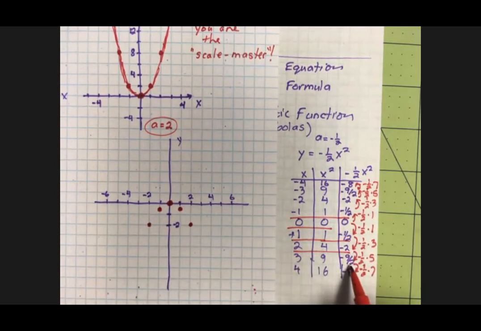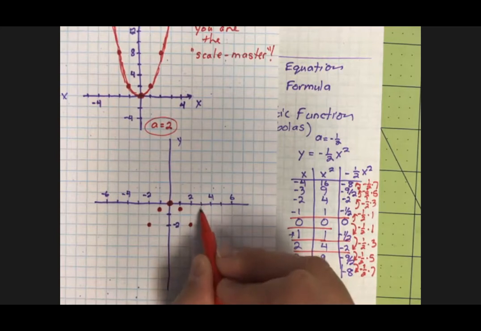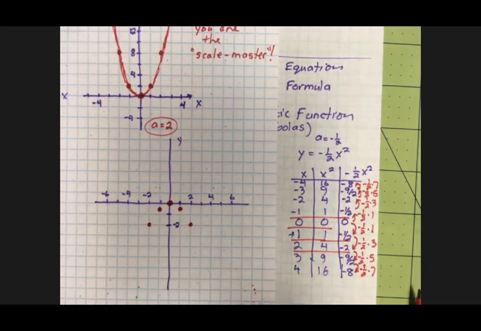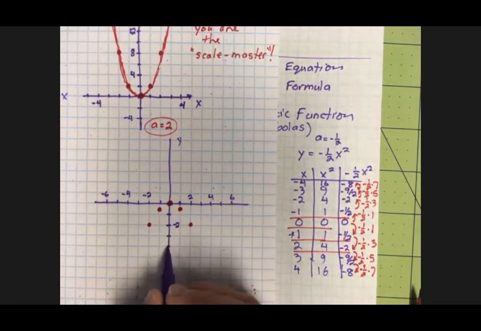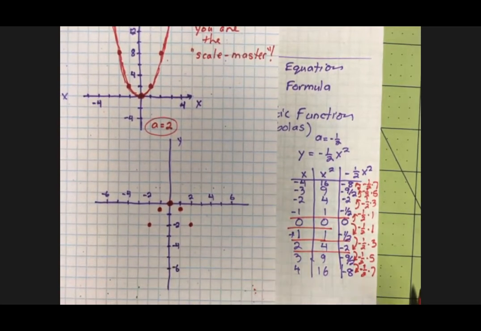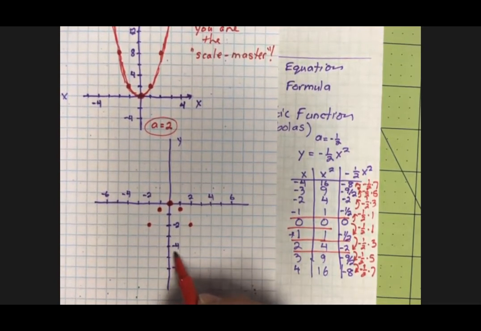Let's draw the 3 and -4.5. You add more scale if you like here, right? -4, -5, -6. Where's -4.5? There's a -5. So there's -4.5 at 3 and -4.5, and at -3 and -4.5. Do you see the symmetry? Every time you draw one dot for a parabola, you automatically get a second dot for free on the other side.